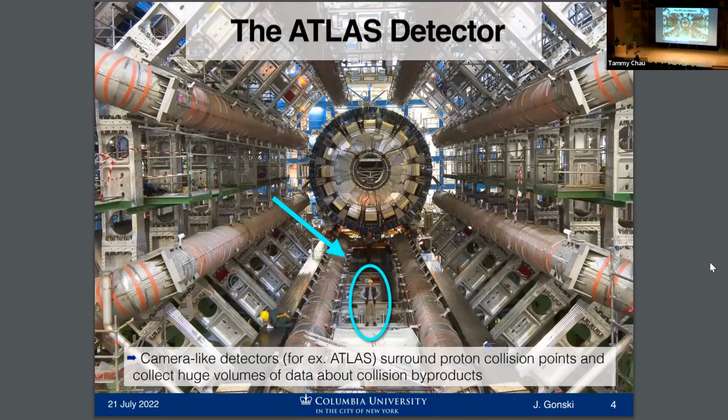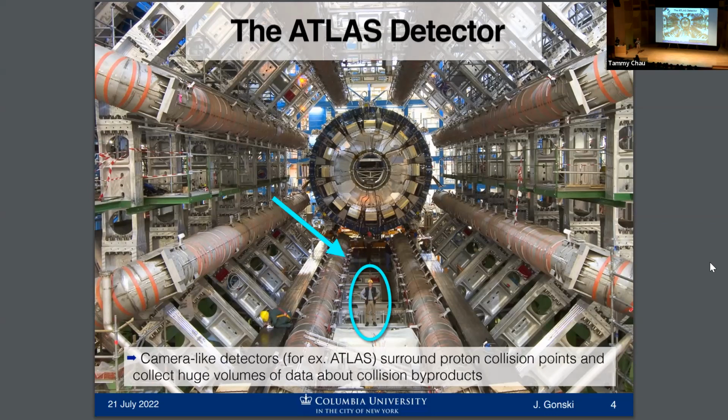So this image is an example of one of the 4 main detectors on the ring, the ATLAS detector. This is the one that I happen to work on. You can see this guy here for the scale of just how massive these machines are. And the reason that we have to build detectors around those interaction points is because we're extremely interested as high energy physicists in what happens in those collisions.